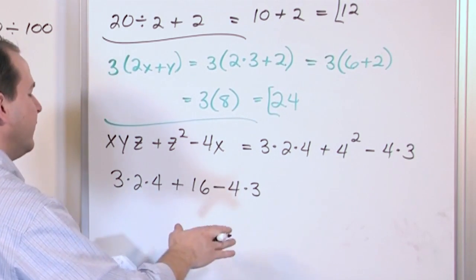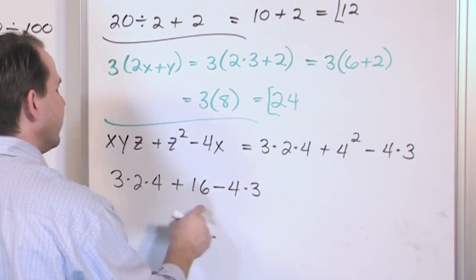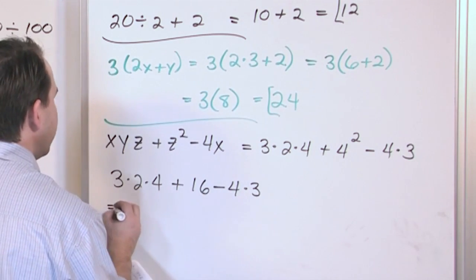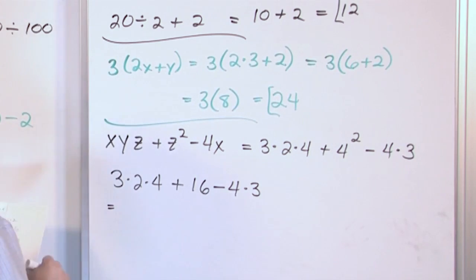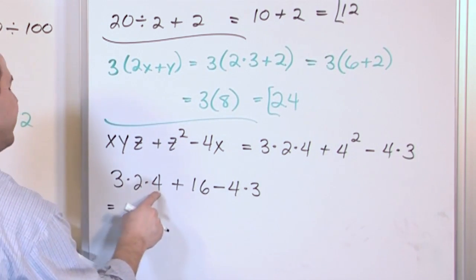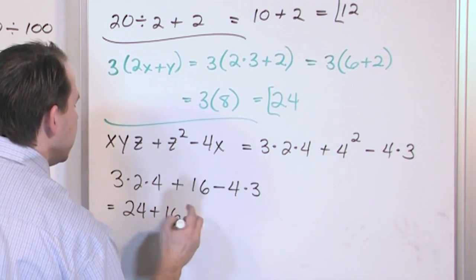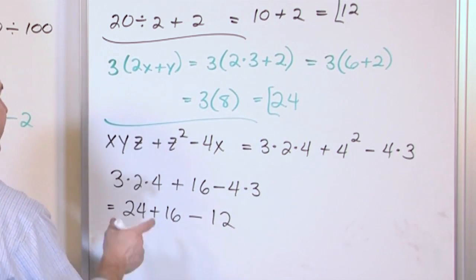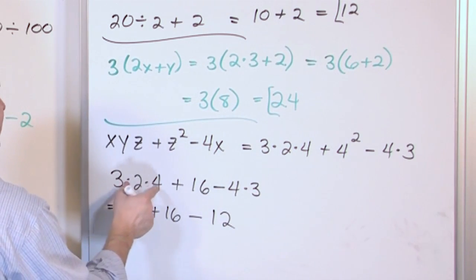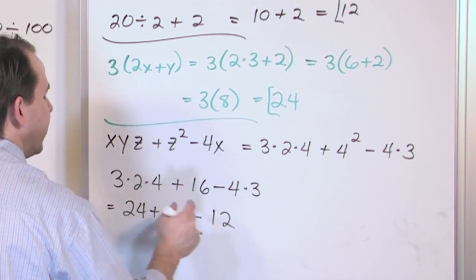Now we go back through it. No parentheses, no exponents. Do we have any multiplication or division? That's the next most important thing. We have lots of multiplication here, so let's do that stuff. So what we have is 3 times 2 is 6, but 6 times 4 is 24. So all of this multiplied together is going to give you 24 plus 16. And we can do this multiplication on the end. 4 times 3 is 12. Make sure you understand that. All we did was do 3 times 2 is 6, times 4 is 24. The 16 stays where it is. 4 times 3 can be multiplied together to give us 12.